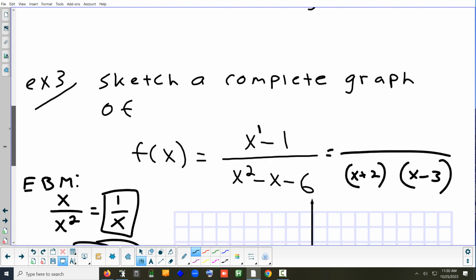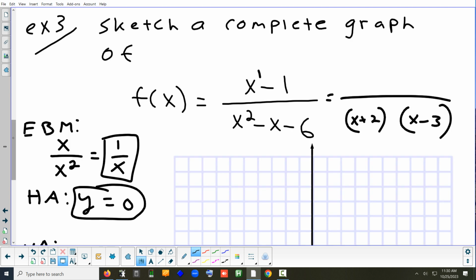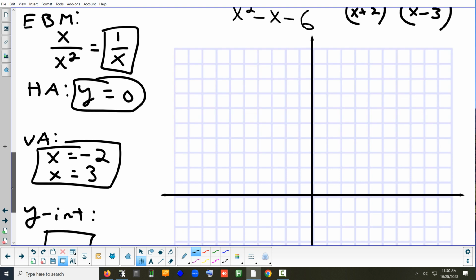All right, so the y-intercept is when x is 0. If you plug in 0 in the top, what do you get? Negative 1. And what about 0 in the bottom? Negative 6. So your y-intercept is going to be 1/6.